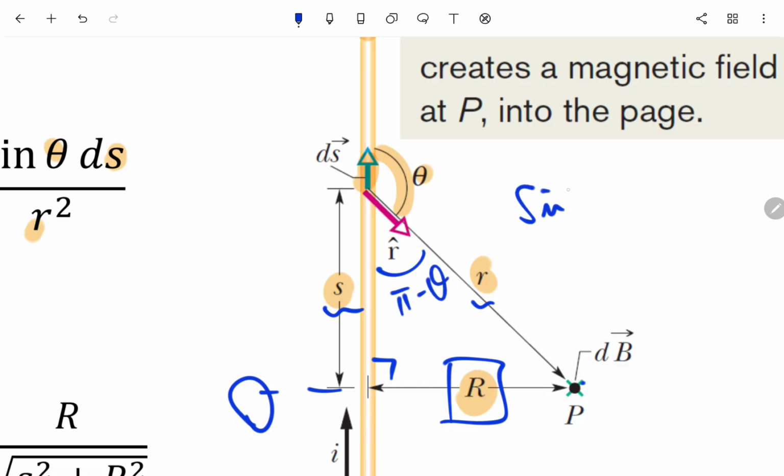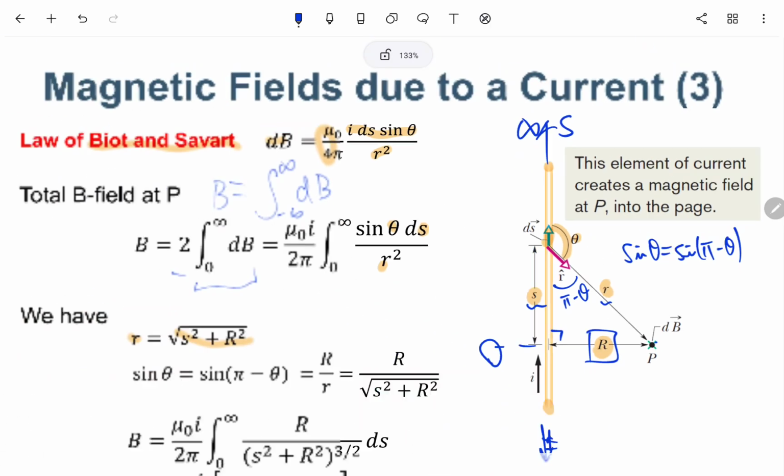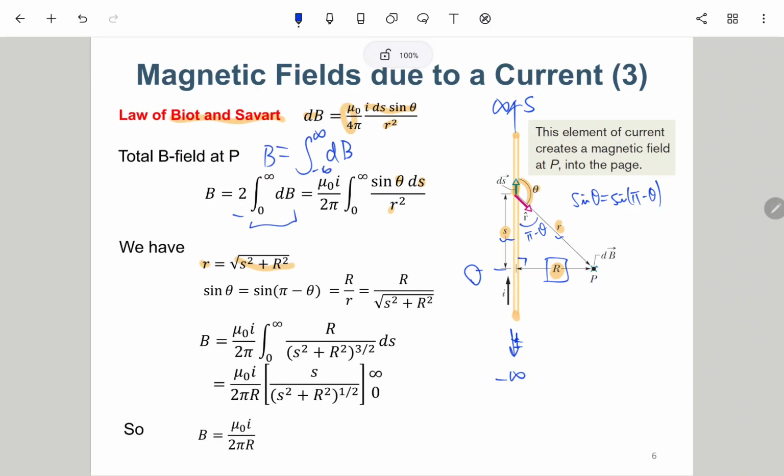So according to high school trigonometry, sine of theta is equal to sine of pi minus theta. Okay, so sine of pi minus theta should be capital R over small r. So sine of theta equals this one, and then r is this one. So it makes the sine of theta like this.